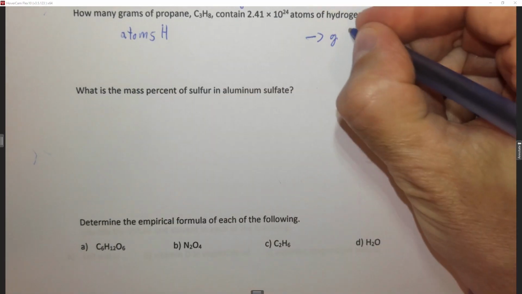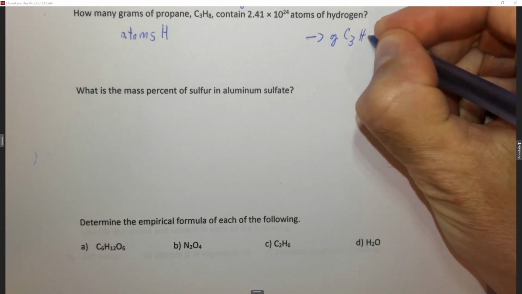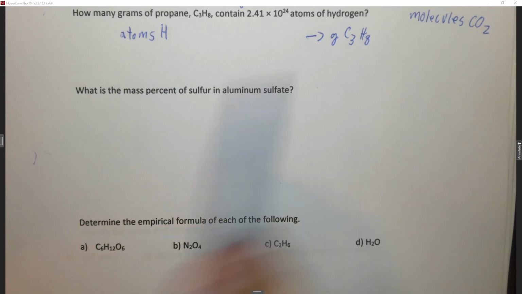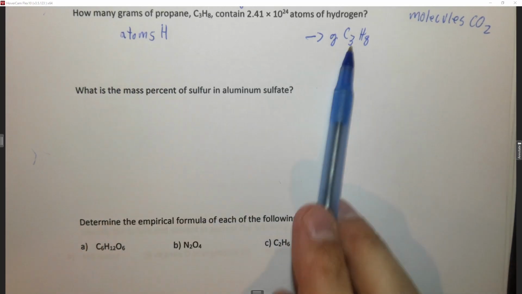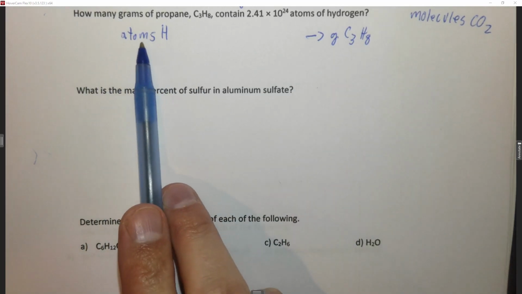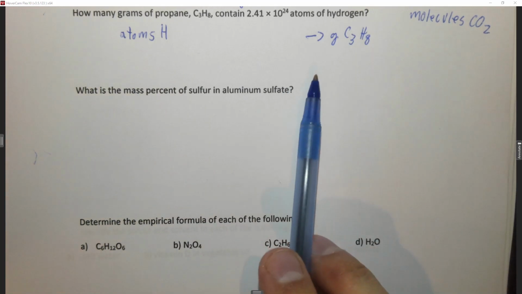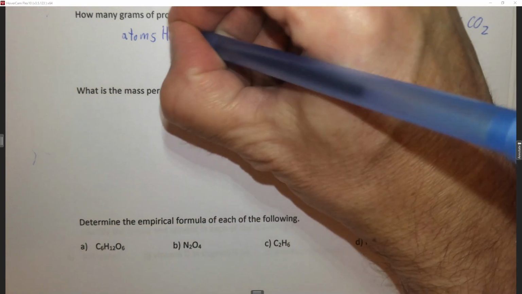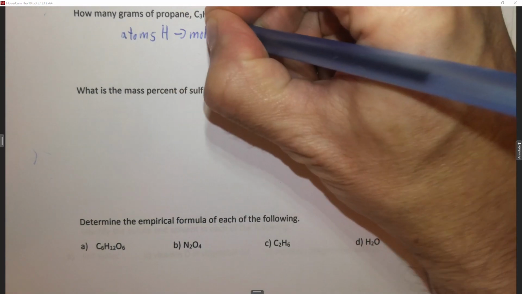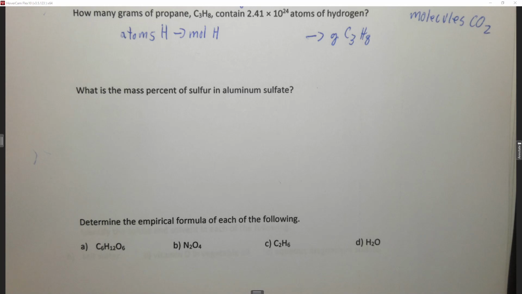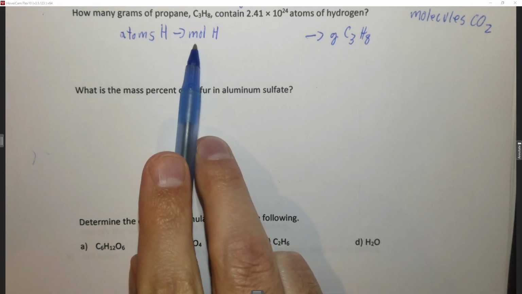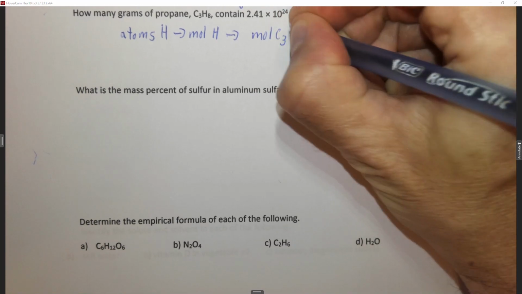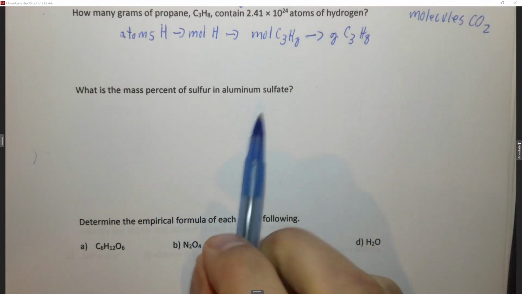propane, and propane, stuff you put in a barbecue grill, is C3H8. So this is clearly not a direct conversion. There's no direct equality between atoms of hydrogen and grams of C3H8. So we need to convert from atoms of hydrogen first to moles of hydrogen. So once we have moles of hydrogen, we can convert that to moles of C3H8. How are we going to do that?